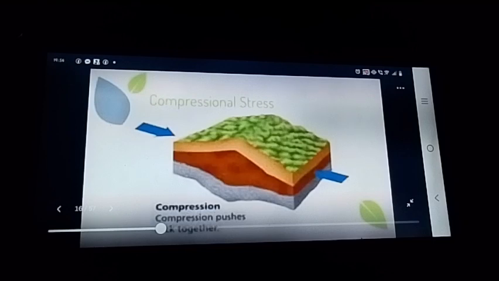So, compressional stress is a squeezing force that can make rocks shorter and thicker. And it's a key factor in the formation of mountains, earthquakes, and other geological features.